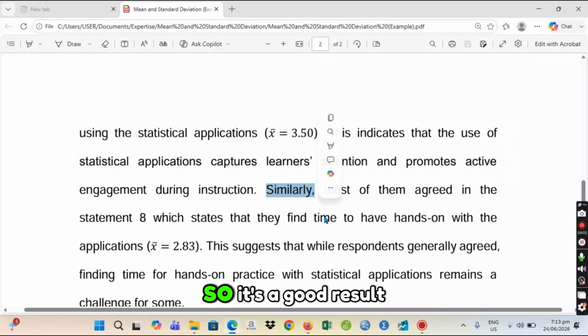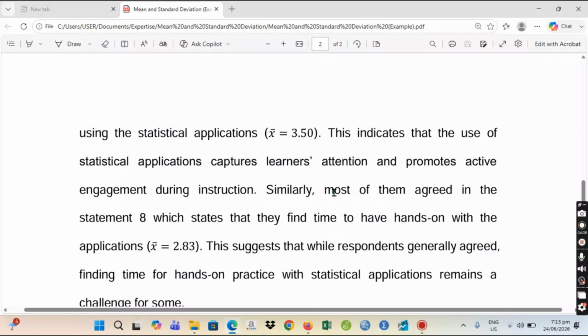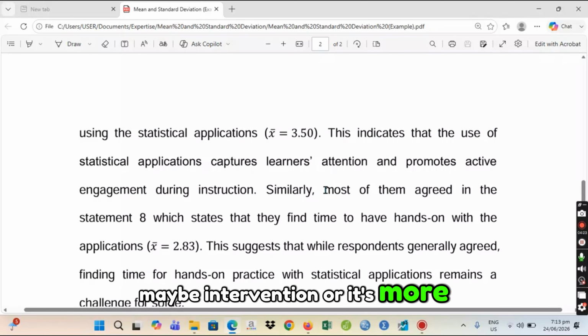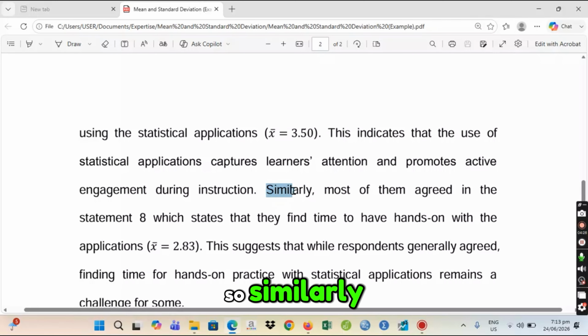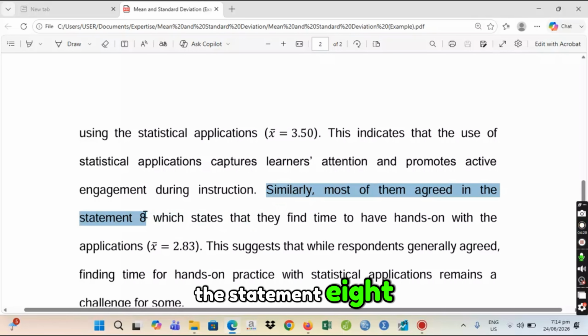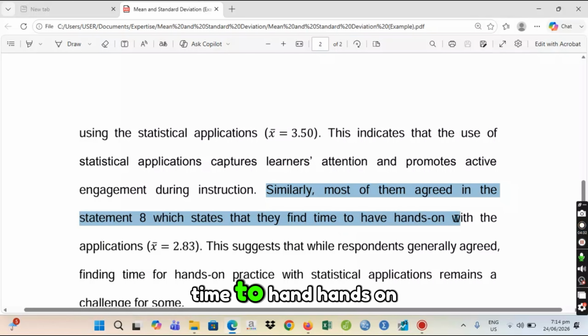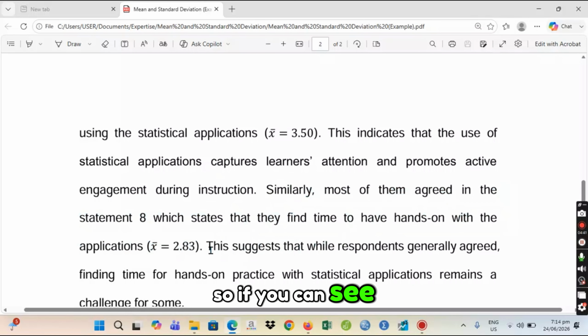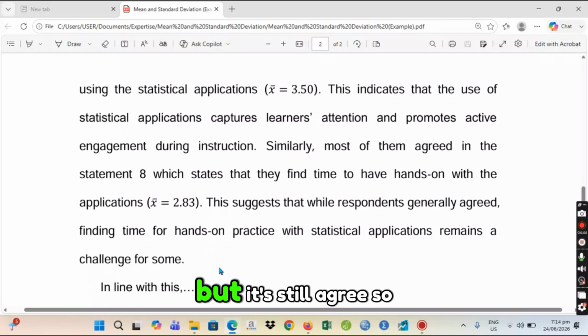Similarly, it's a good result because the lowest is still under agree, but we can state our implication in such a way that it's still the lowest value. So it needs maybe intervention or it's more challenging. So similarly, most of them agreed in statement 8, which states that they find time to have hands-on with the application. So X bar is equal to 2.83. So if you can see, it's not really that high, but it's still agree.